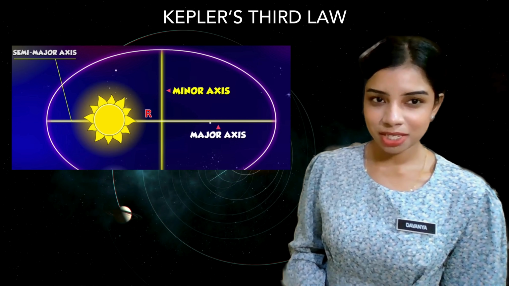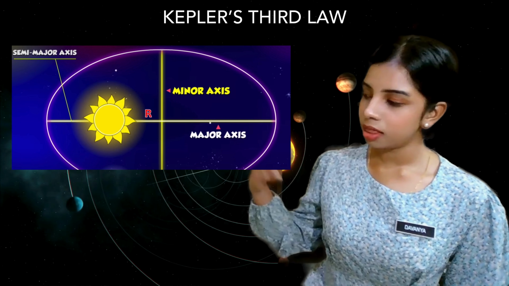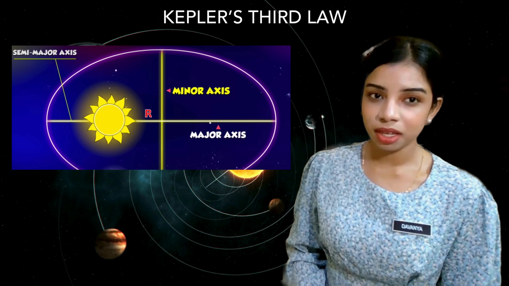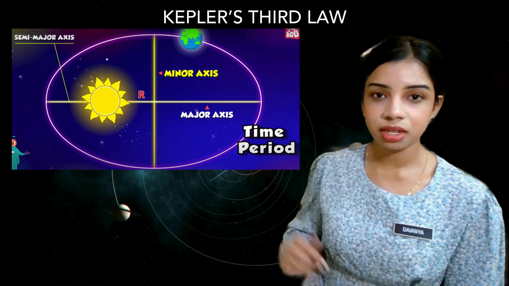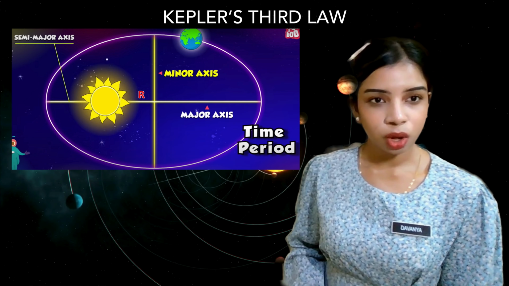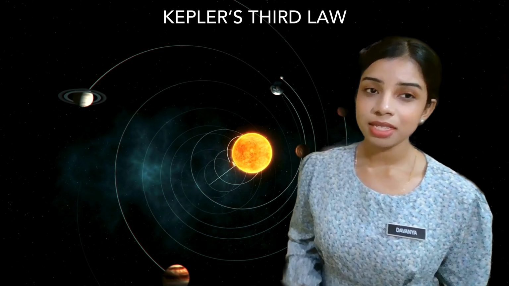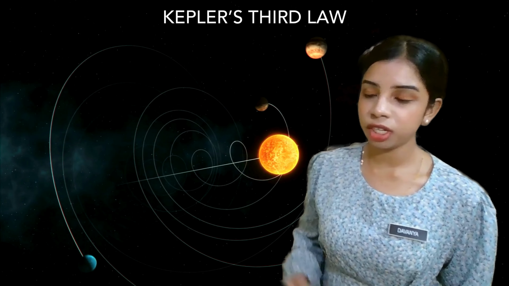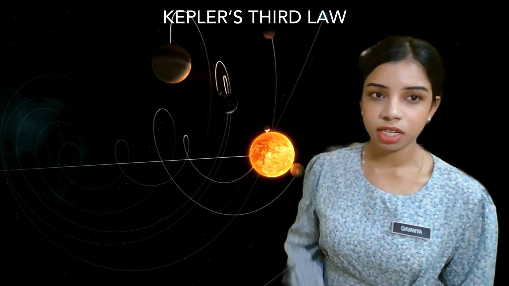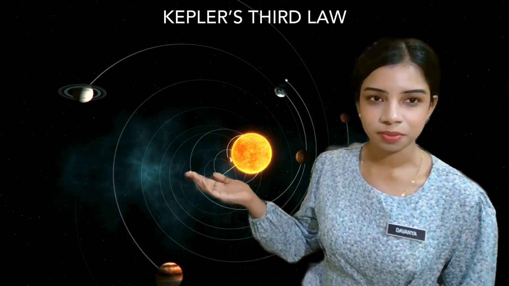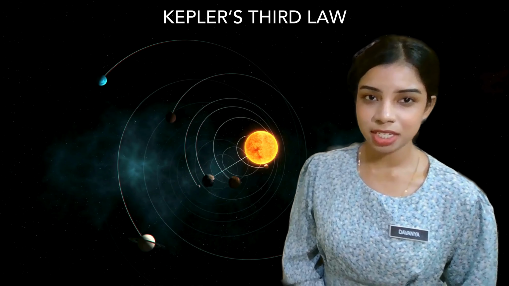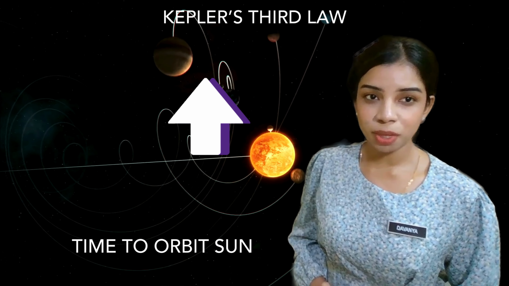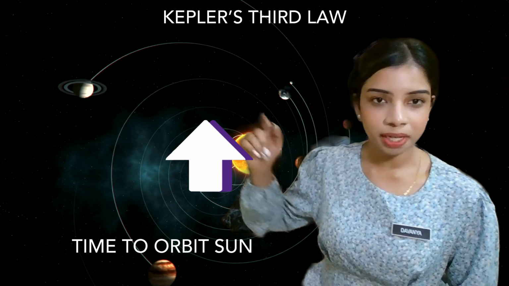The minor axis and the major axis, whose half distance is called the semi-major axis. Now, as we know, a planet denoted by the letter P takes one revolution around the sun in time T, also called the time period. In simple words, it explains how long a planet takes to finish one revolution depending on its position from the sun. Meaning, as a planet's distance from the sun increases, the time it takes to orbit the sun increases rapidly.